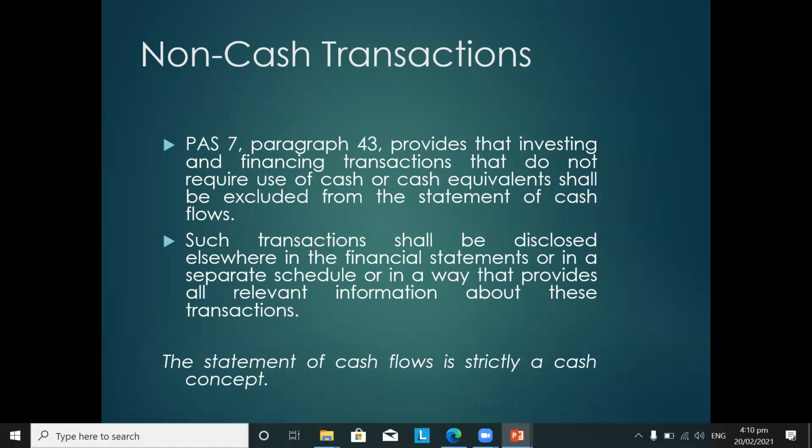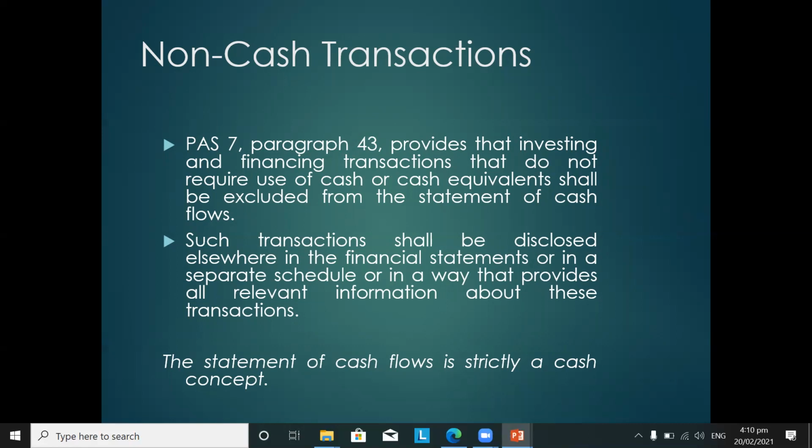What is the treatment of non-cash transactions? PAS 7 provides that investing and financing transactions that do not require use of cash or cash equivalents shall be excluded from the statement of cash flows. So ang simpleng explanation dito is that dahil non-cash transaction siya, ibig sabihin, walang inflow or walang outflow na cash na inaasahan, therefore, hindi natin siya dapat isama sa pag-prepare ng statement of cash flows.